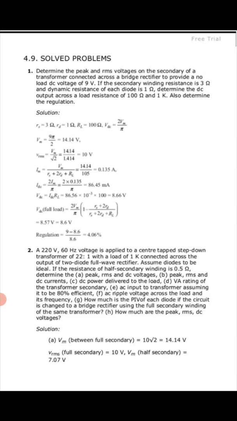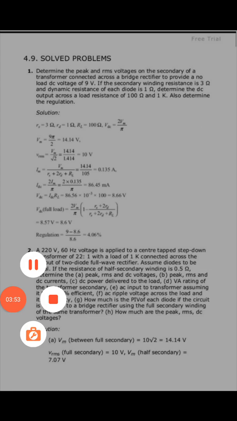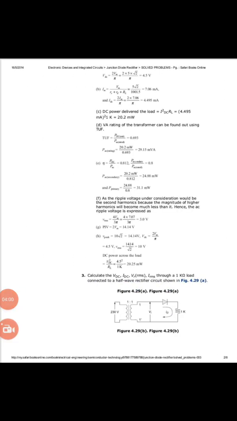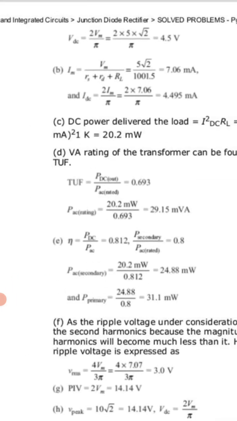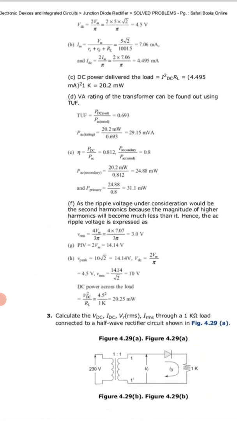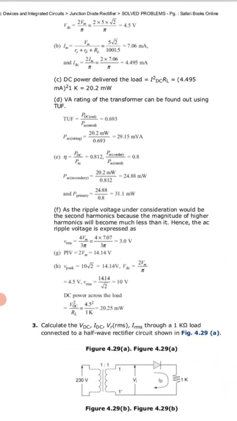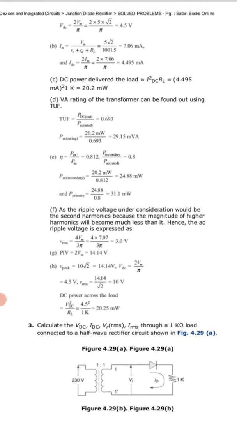Firstly we calculate Vm between full secondary, that is 10 root 2, equal to 14.14 volt. Then Vrms is equal to 10 volt, comma, Vm half secondary is 7.07 volt. After that we calculate VDC. The VDC is equal to 2 Vm by pi, equal to 2 into 5 into root 2 upon pi, equal to 4.5 volt.